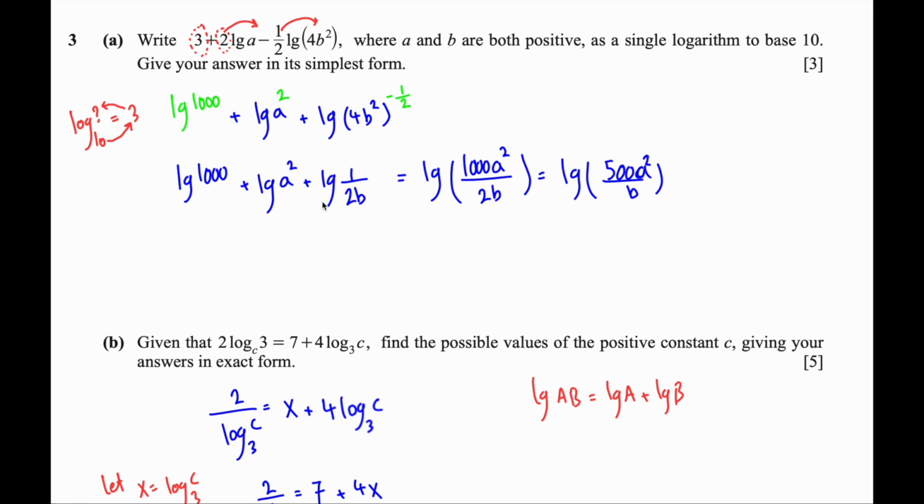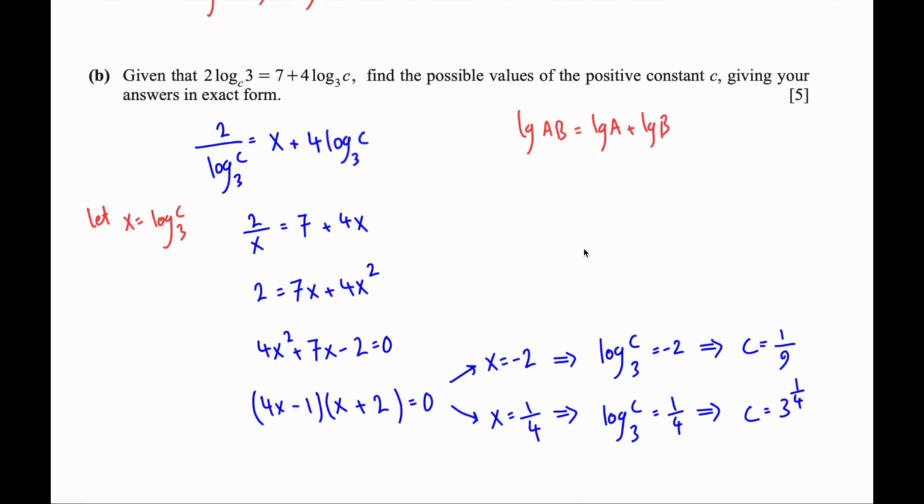And then I need to combine all of them as it is required. I have to make it a single logarithm. Well, the formula says if you want to combine 2 logarithms, and there is addition between them, you can simply take the arguments and multiply them together. So I have 3 arguments here. I can multiply them together and get 1000a squared over 2b. You simplify that, 1000/2 is 500, and this is my final answer.